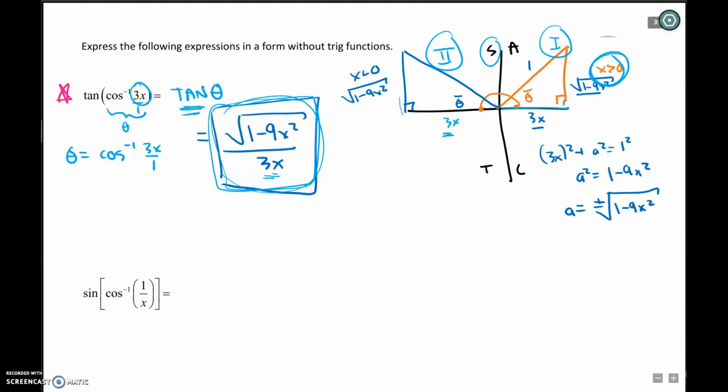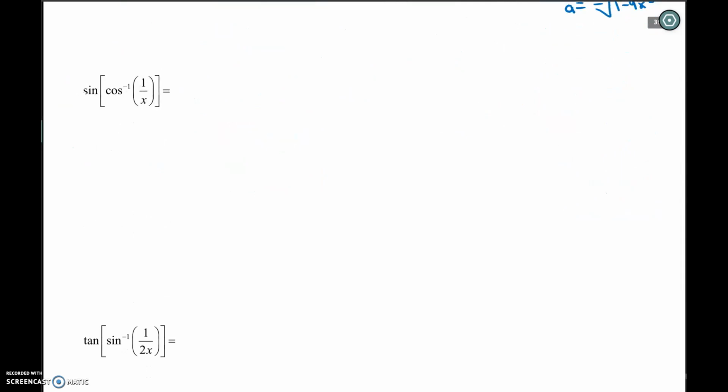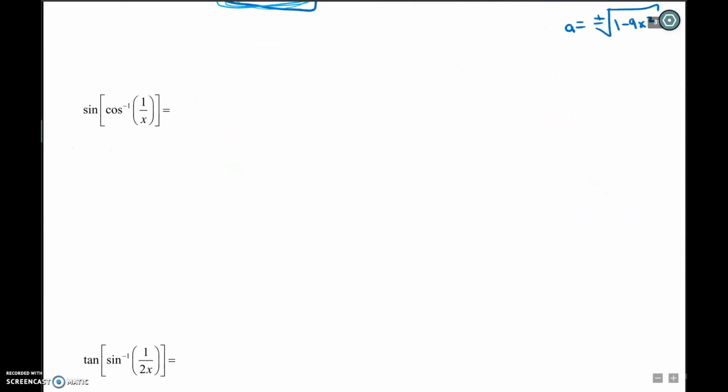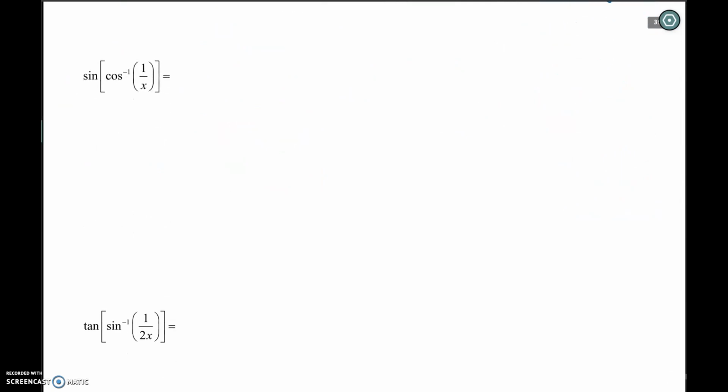That's going to work out nice when you have x on the top. If you have x on the bottom, it's not going to work itself out so nice. So these are really difficult. This will be the hardest question on the test. Let's just set it up, do the same thing. This is my angle theta.